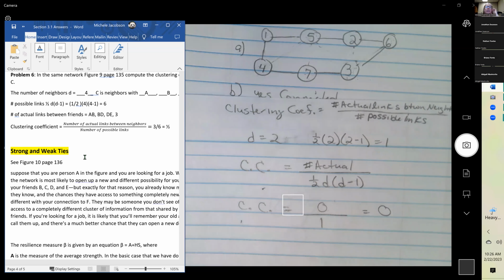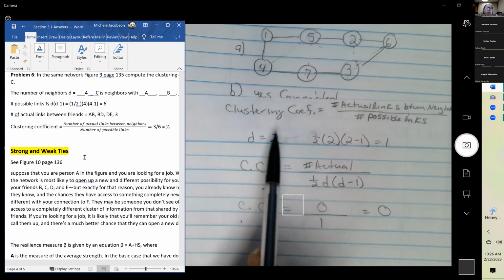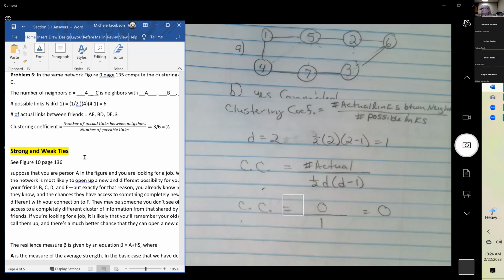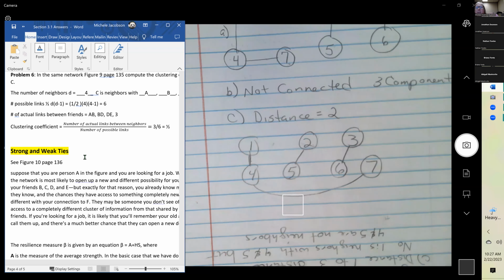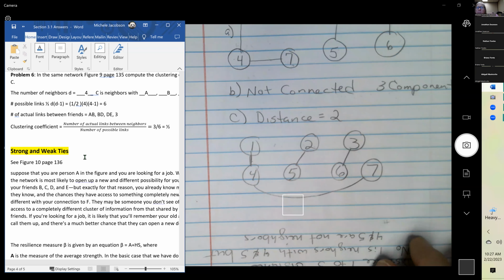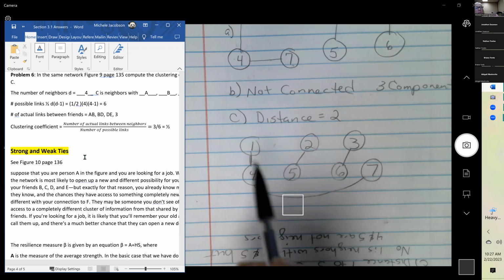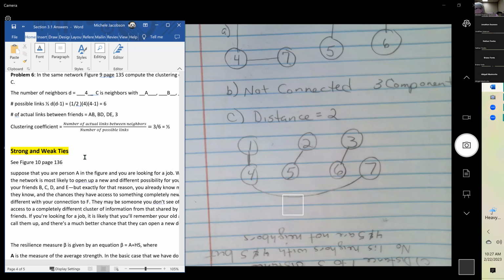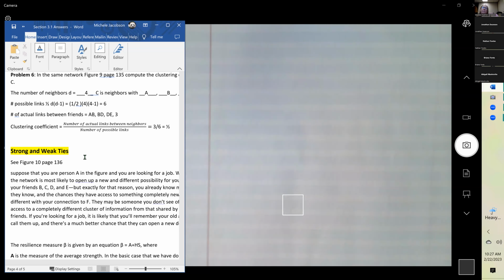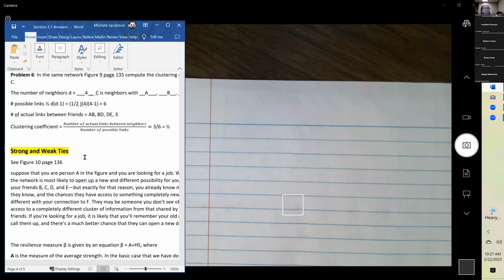Okay. The other one I didn't ask the clustering coefficient because it was so spread out, because it wasn't connected, I didn't see a need for it. Any questions? Okay.